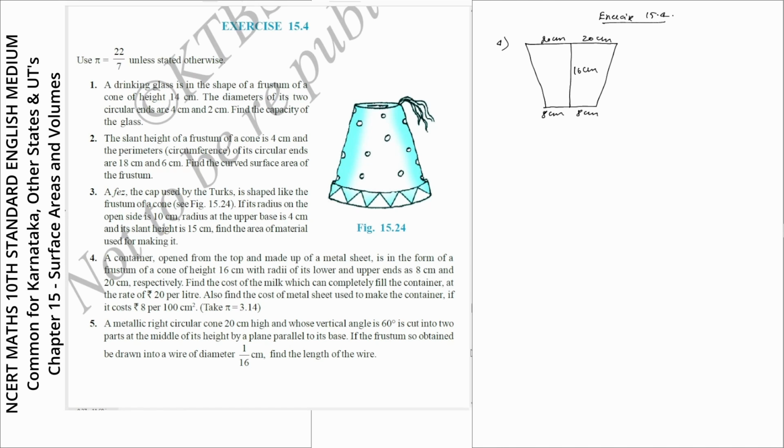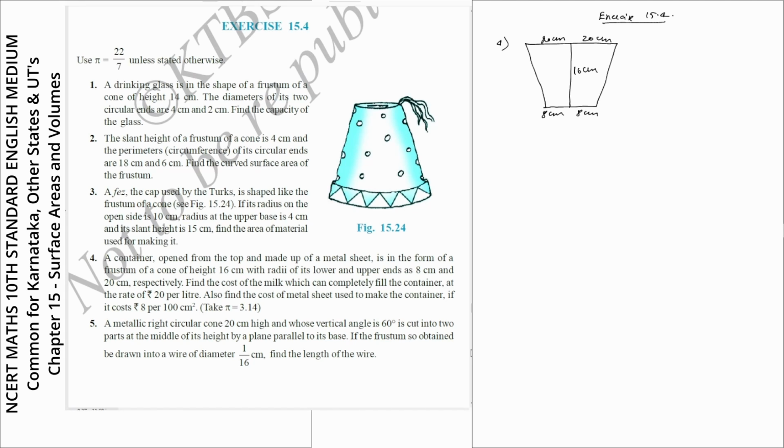A container opened from top and made up of a metal sheet is in the form of a frustum of a cone of height 16 centimeter and radii of the lower and upper ends as 8 centimeter and 20 centimeter respectively. Find the cost of the milk which can be completely filled in the container at the rate of rupees 20 per liter. Also find the cost of the metal sheet used to make the container if it costs rupees 8 per centimeter square. Take pi as 3.14.